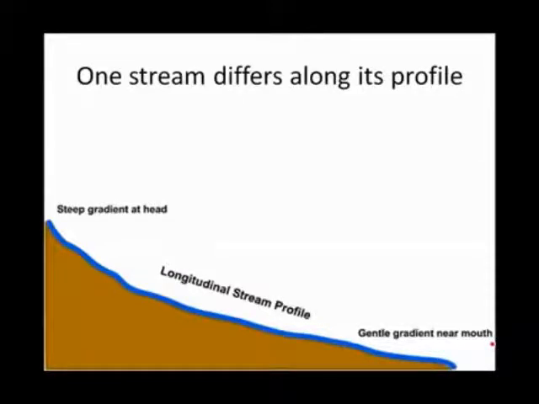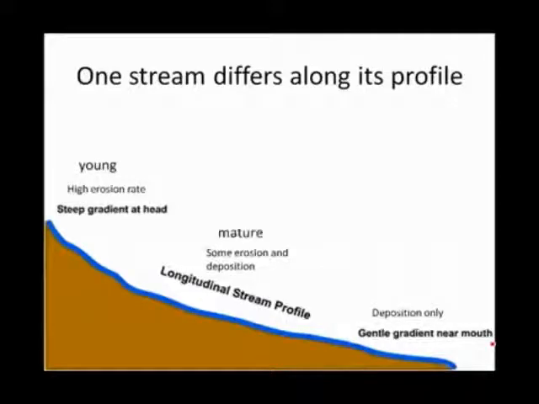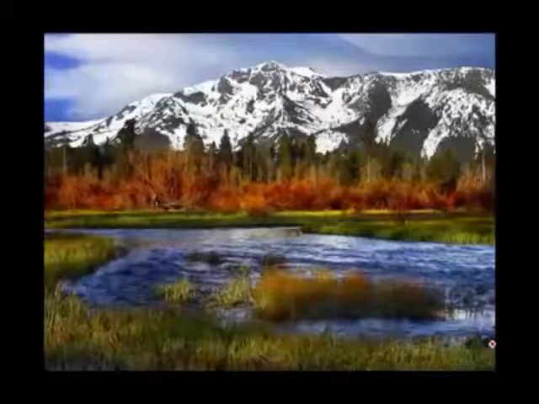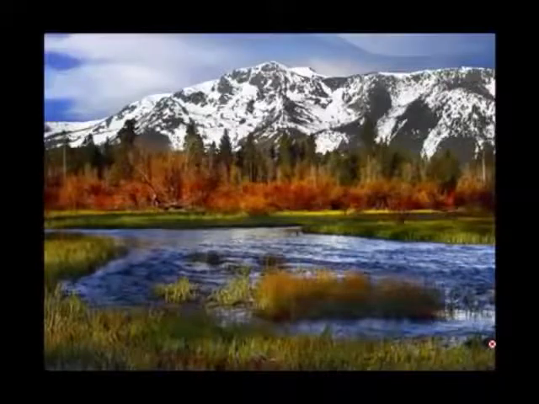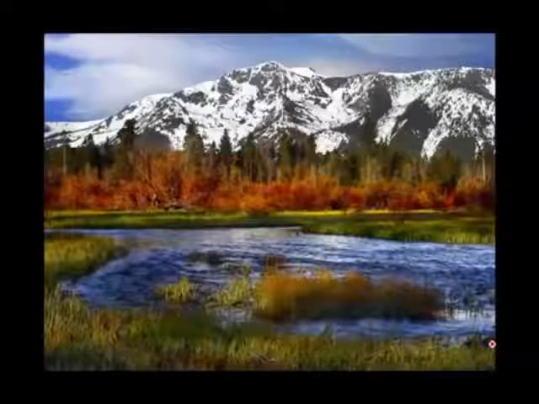At the steep headwaters of a stream, you have a very high erosion rate. Along its trunk, you have both erosion and deposition, and at the very gentle mouth, you have only deposition. We can call the steep headwaters young, the middle mature, and the mouth we can refer to as being old. However, one river, given enough time, can go through all these processes.